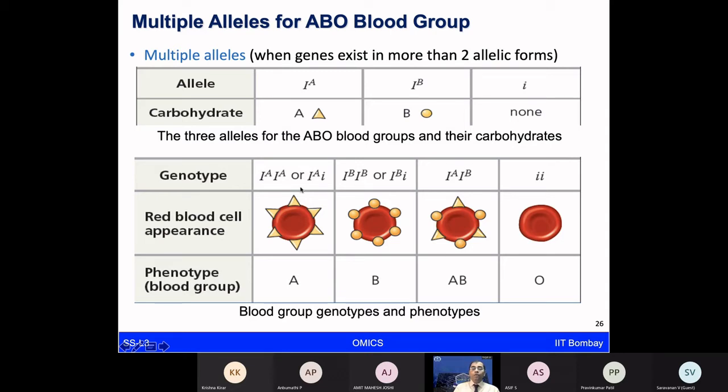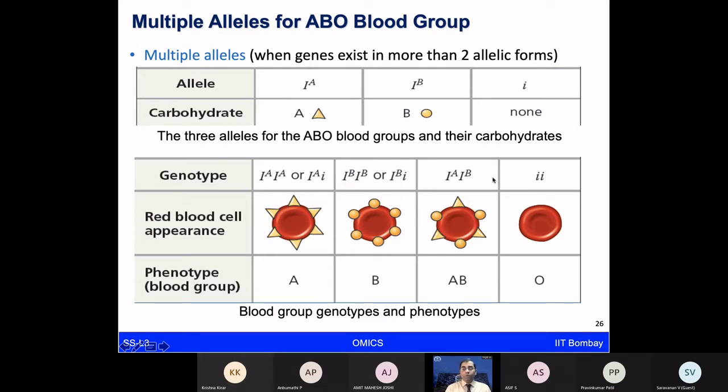Now, genotypically, how can you represent that? Because you are going to show a dominant trait coming from this carbohydrate, which is A. So it will be either I capital A, or I capital A and a small i, right? Still, it will show the same dominant trait as you have seen already in the heterozygous cases. Or it can be I capital B, or I capital B and a small i.